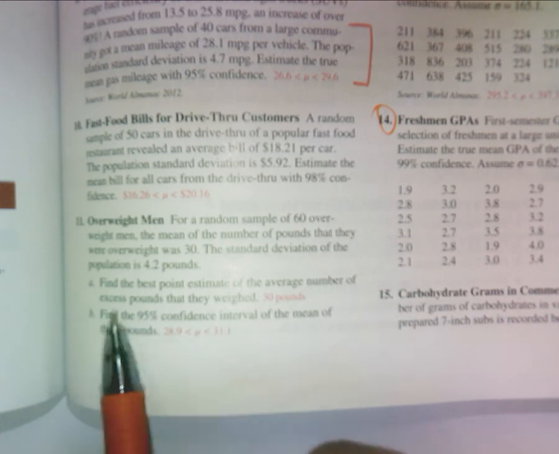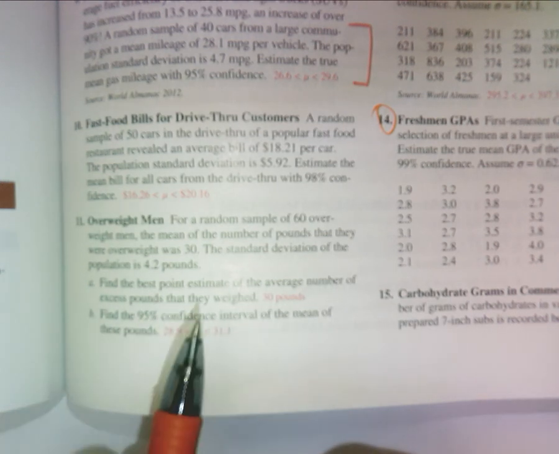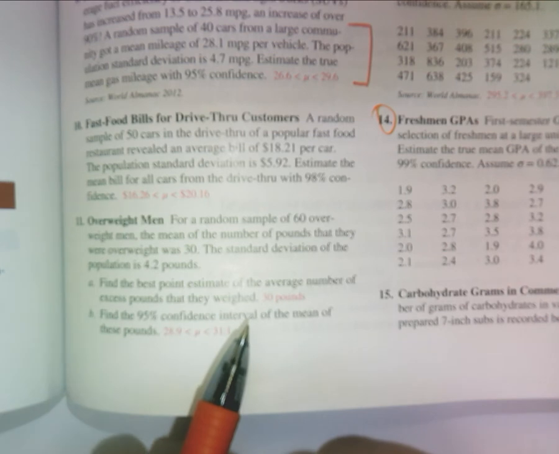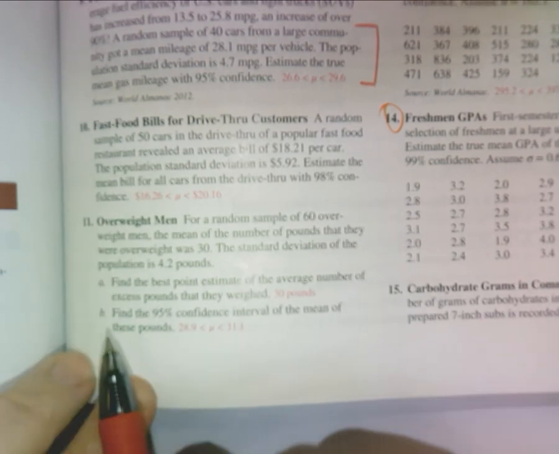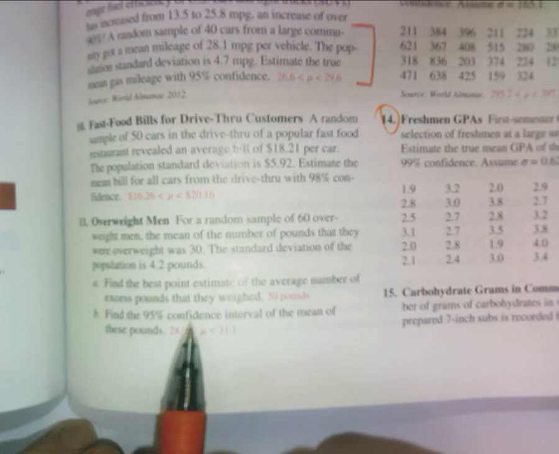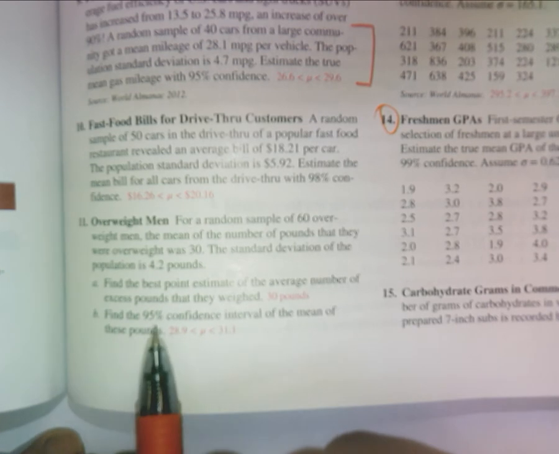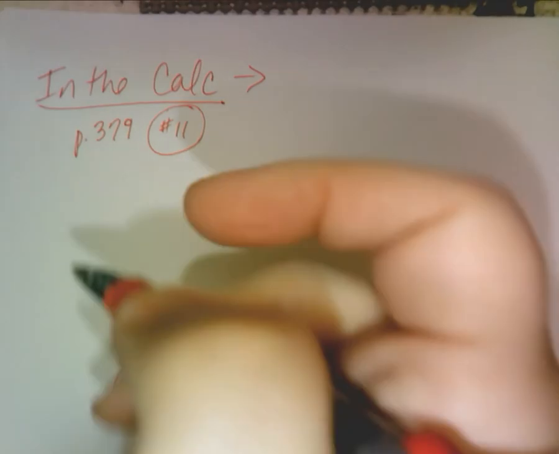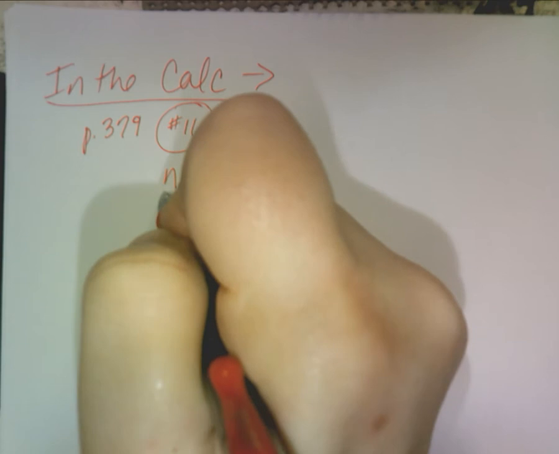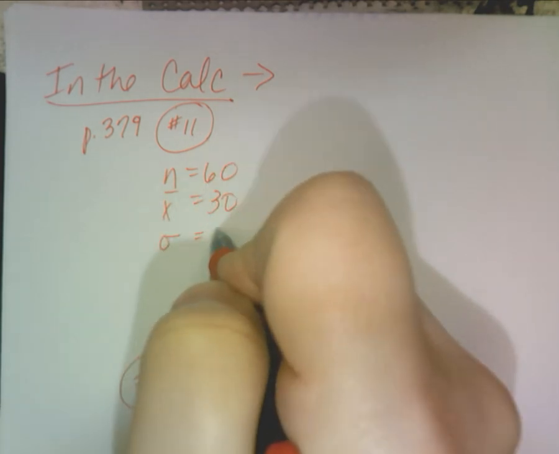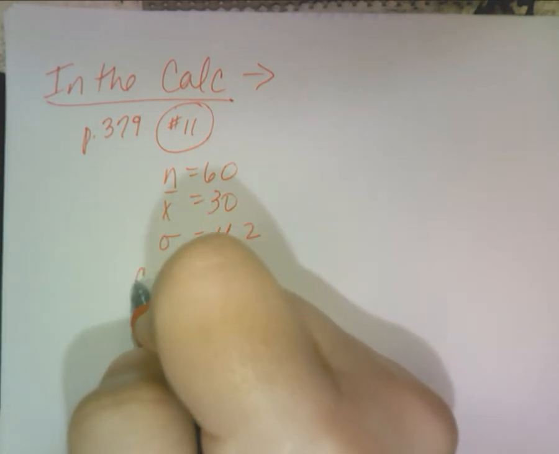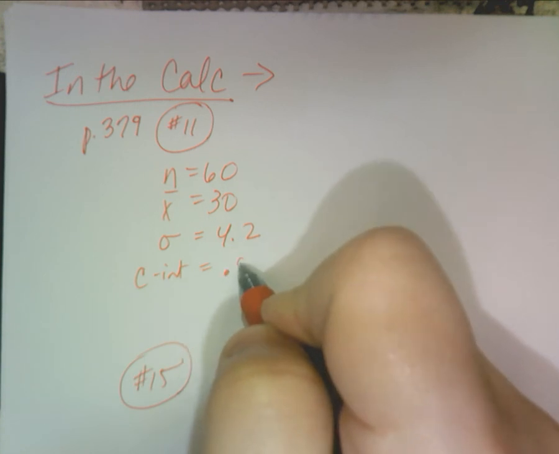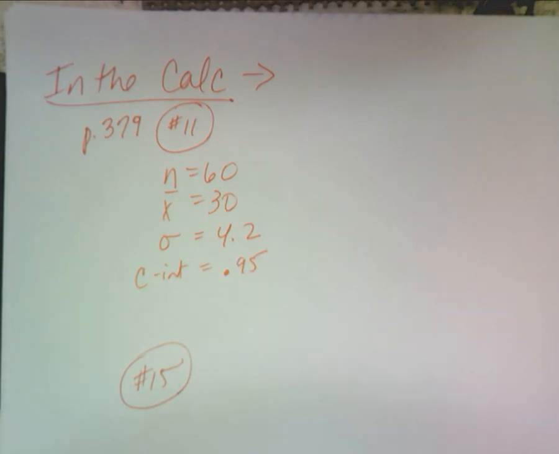Find the best point estimate. Don't worry about that question right there. In this case we're going to talk about pounds, so don't even worry about that. But do part B, where it says find the 95% confidence interval for the mean of these pounds. So what I want you to put down is CInt, and you'll see why when I go to the calculator. N is 60, X bar was 30, my standard deviation for these overweight men was 4.2 pounds, and the confidence level I want is 0.95, 95%. Just put it like that.